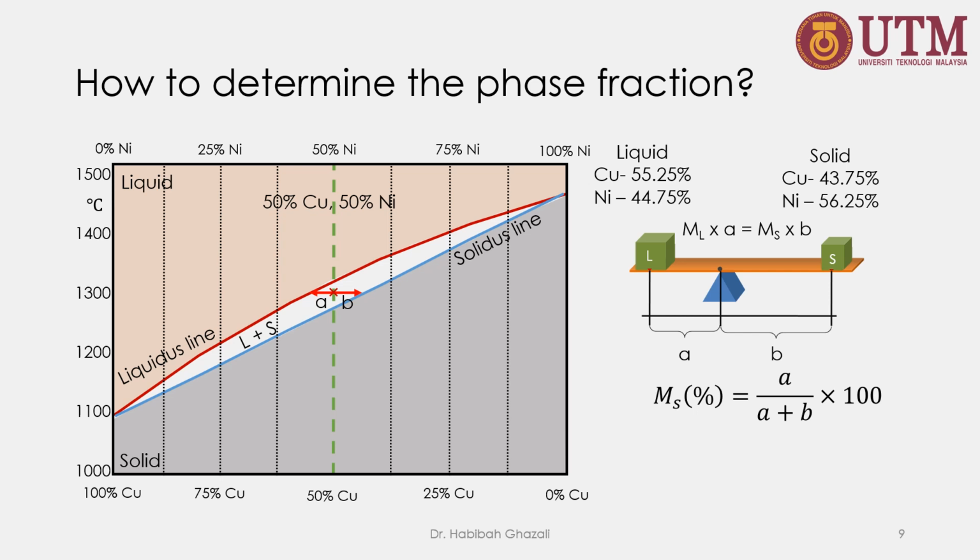So for solid, you use this length here over the overall length times 100. So you will get the percentage of solid in that alloy at 1300 degrees Celsius. And for liquid, you will use this equation here to get the mass fraction of the liquid at 1300 degrees Celsius for this alloy. So let's do some examples.